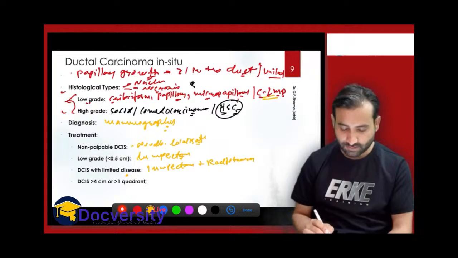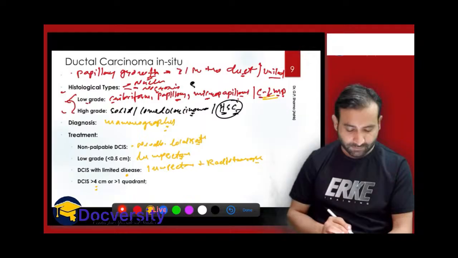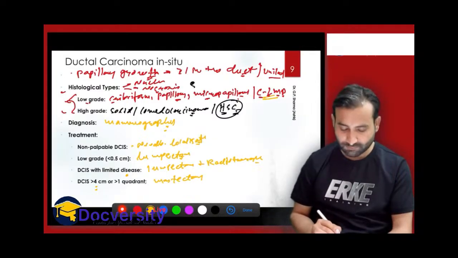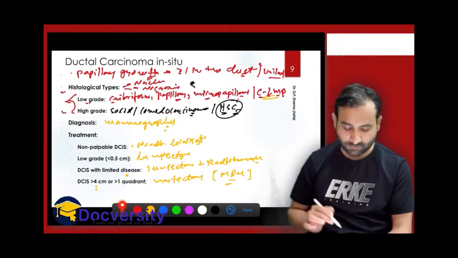Lumpectomy plus radiotherapy, RT, right? If DCIS is more than 1 centimeter or more than 1 quadrant is involved, then we should go for what? Mastectomy. Usually we go for what? Modified radical mastectomy, MRM. Hope you understand, right?